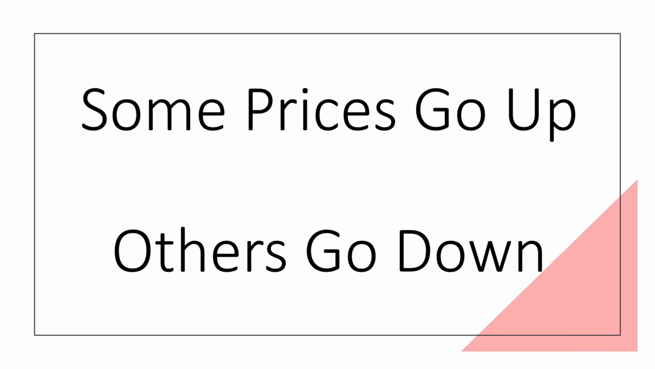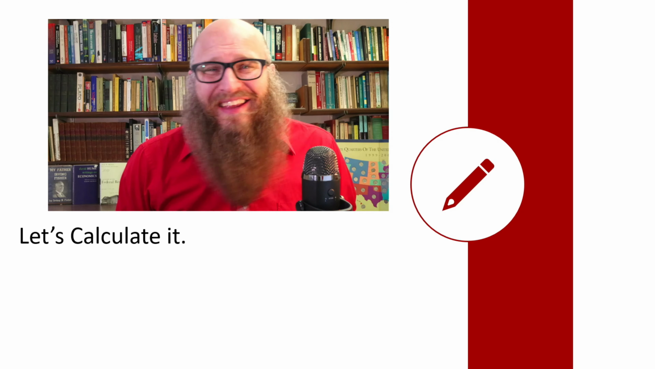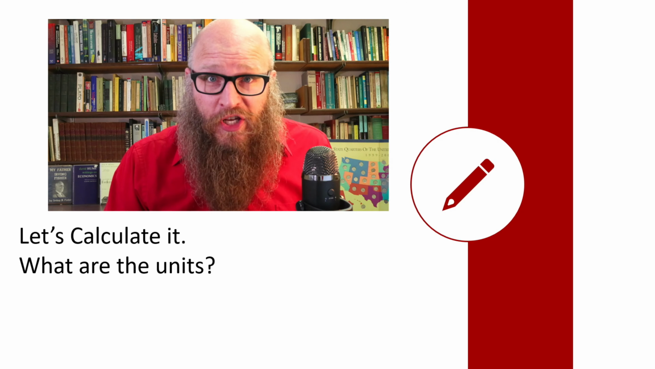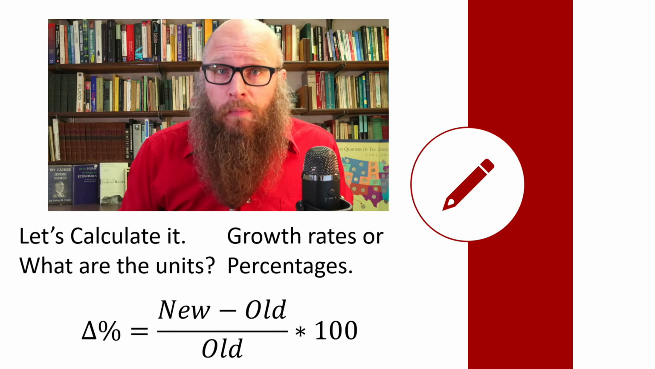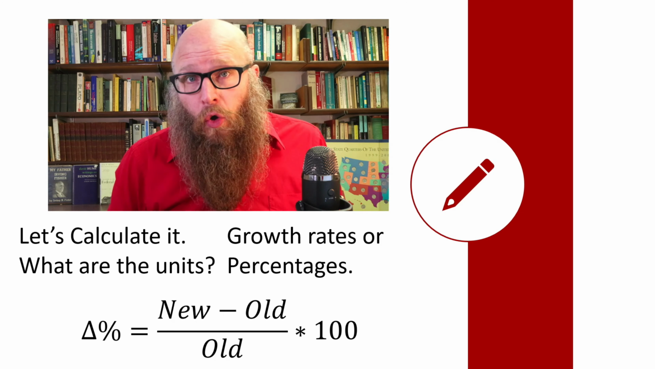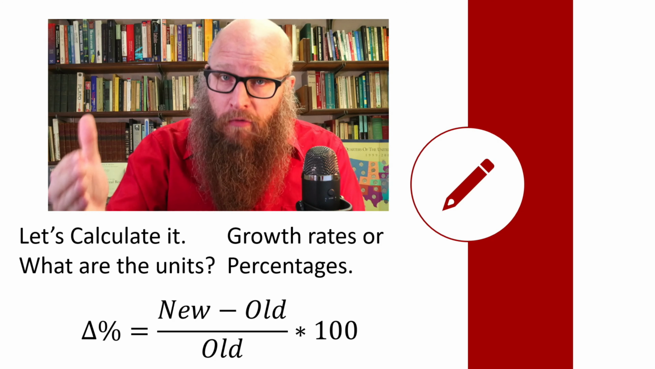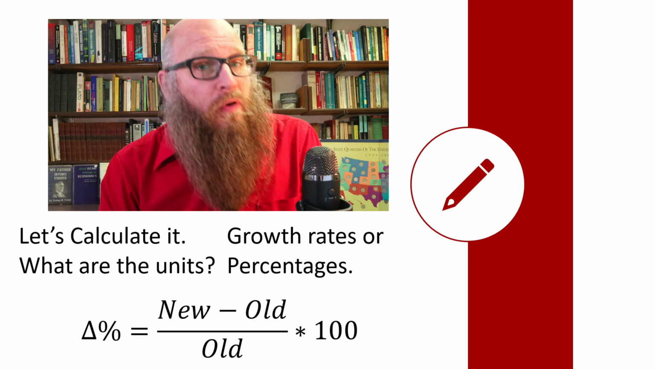How do you calculate inflation? Here's the deal. Some prices go up and others go down. So we need to put all of them together and calculate it. What are the units of inflation? They'll be in growth rates or percentages. A reminder that the basic formula for a percent change is new minus old divided by old multiplied by 100. We multiply by 100 to get it in those percentage units.